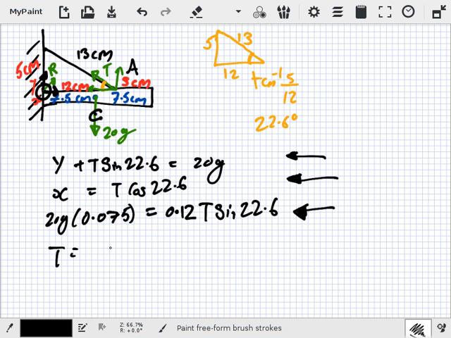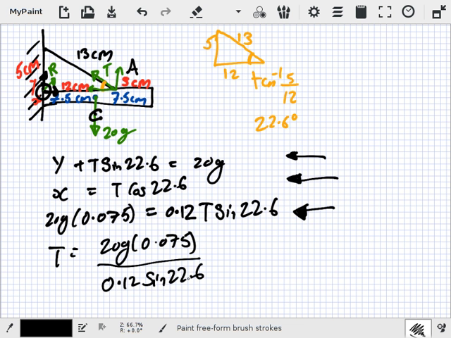So T is 20g times 0.075 over 0.12 sine 22.6. 318.8 Newtons. That's a bit different to my answer here. I got 303. Can I trust you on this? We can trust him? I got 319.